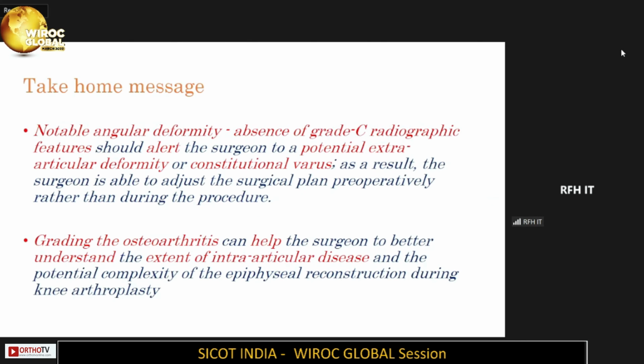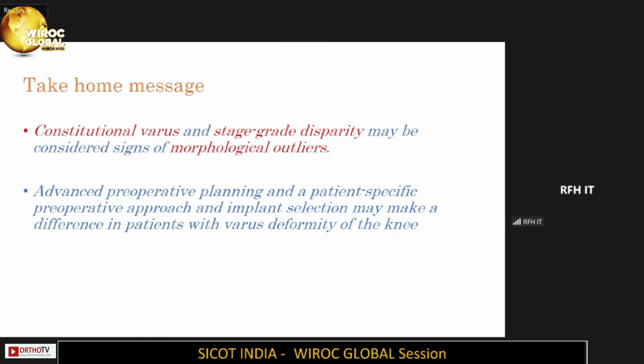So the take-home message is, notable angular deformity in the absence of grade C radiographic features should alert the surgeon to a potential extraarticular deformity or constitutional varus. And the grading of osteoarthritis can help the surgeon to better understand the extent of intra-articular disease, and the potential complexity of epiphyseal reconstruction during total knee arthroplasty.